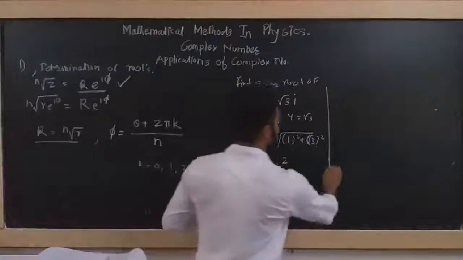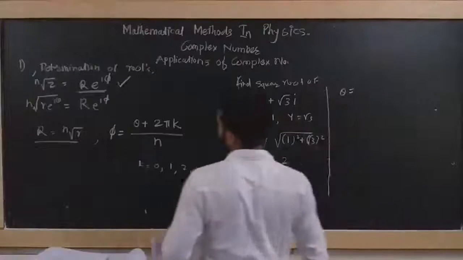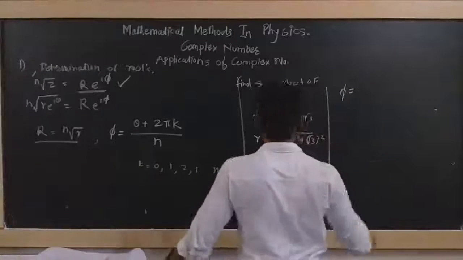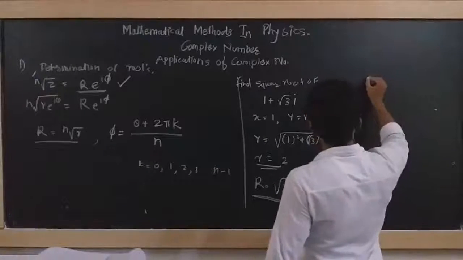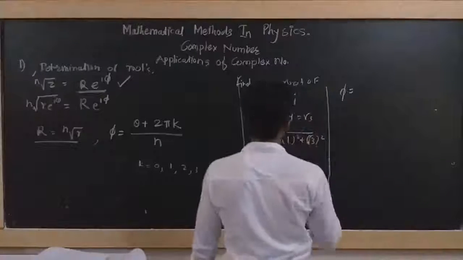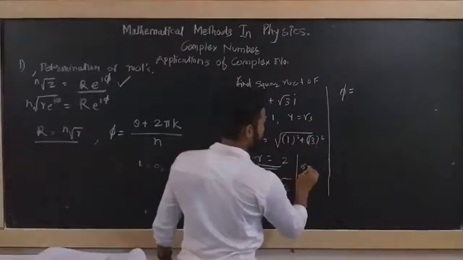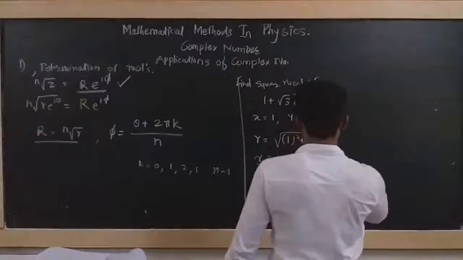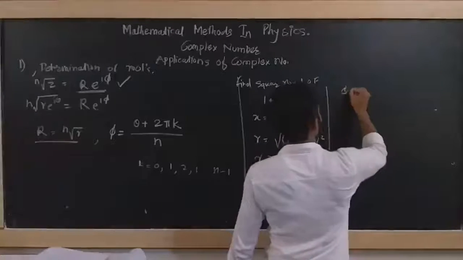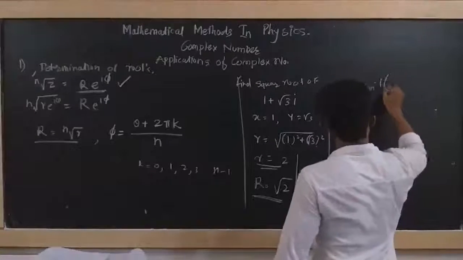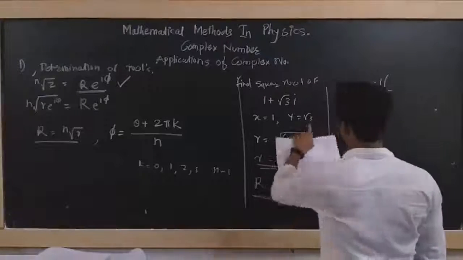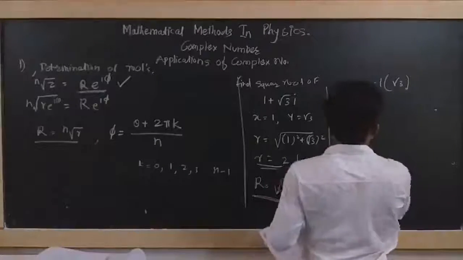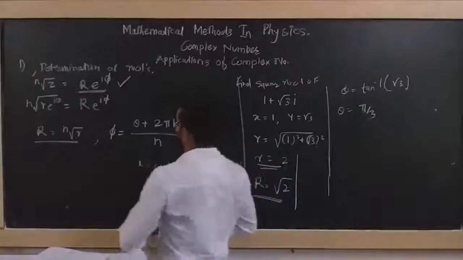What is the value of theta here now? I'm sorry, phi, which is equal to theta. What is theta? We have to find out theta here also. So theta is equal to tan inverse of, what is the value of x? Yes, root 3 upon 1. So theta is equal to pi by 3. Right?